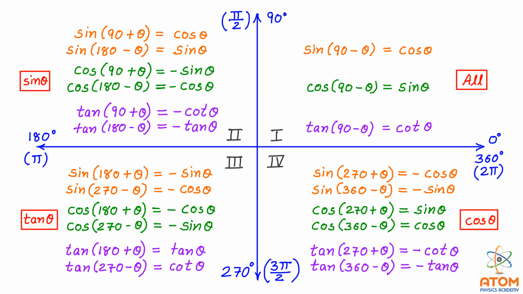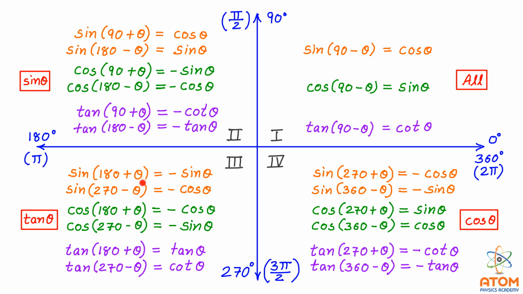Now let us see all the results. Sin 90 minus theta is equal to cos theta, cos 90 minus theta is equal to sin theta, tan 90 minus theta is equal to cot theta. Sin 90 plus theta is cos theta, sin 180 minus theta is sin theta. Cos 90 plus theta is minus sin theta, cos 180 minus theta is minus cos theta. Tan 90 plus theta is minus cot theta, tan 180 minus theta is minus tan theta.